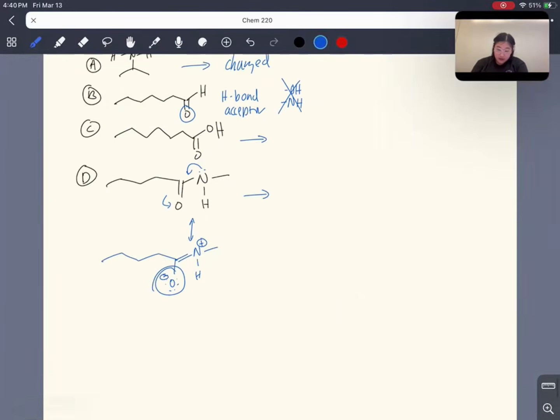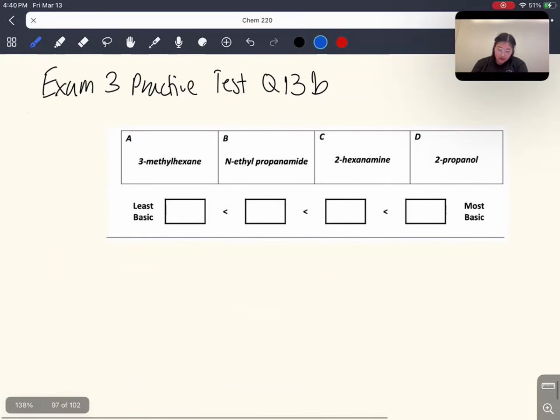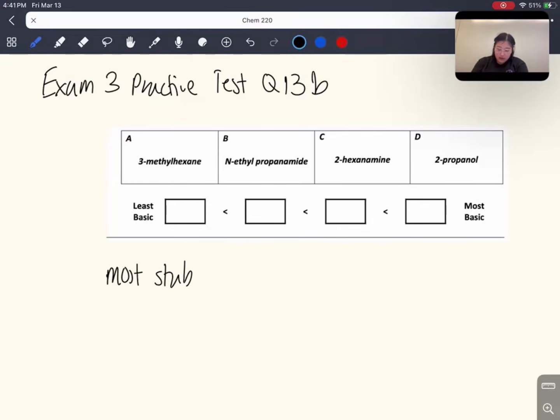The next question asks you to look at basicity. For basicity, we're going to follow a very similar approach to the acidity question, except now we're looking at the most stable positive charge, which will equal more basic. Because if you think about whether molecules are basic or not, a basic molecule means that it's getting protonated and therefore it's going to gain a positive charge.